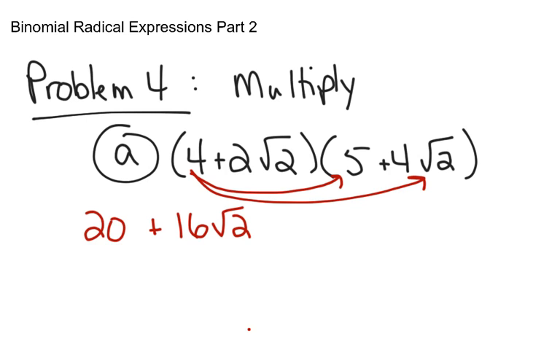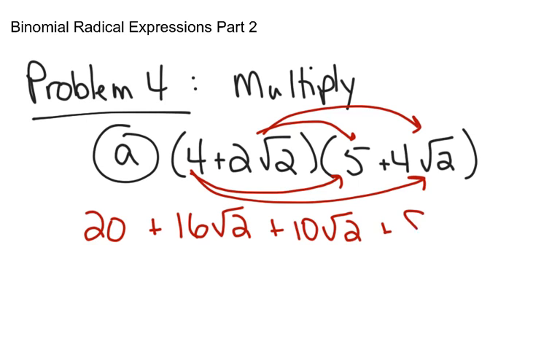Now I'm going to distribute the 2 the square root of 2. 2 the square root of 2 times 5 is 10 the square root of 2. And 2 the square root of 2 times 4 the square root of 2 is going to be 8 the square root of 4. Remember that when you are multiplying, you can actually multiply together the terms that are under the radical.